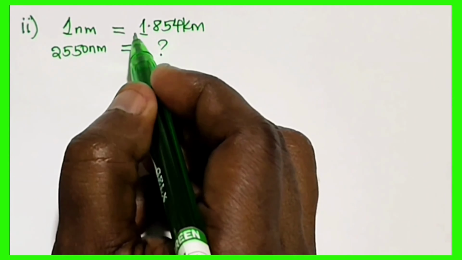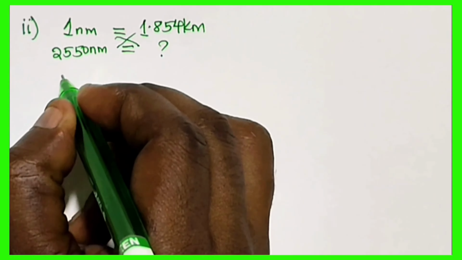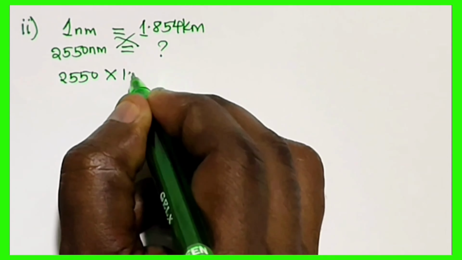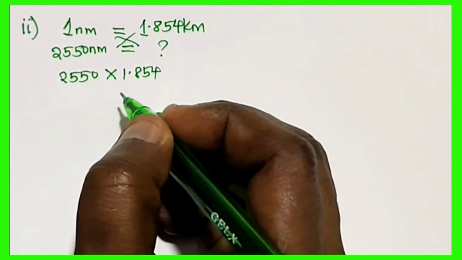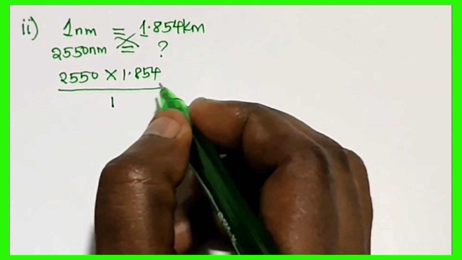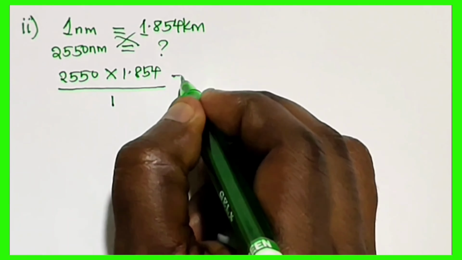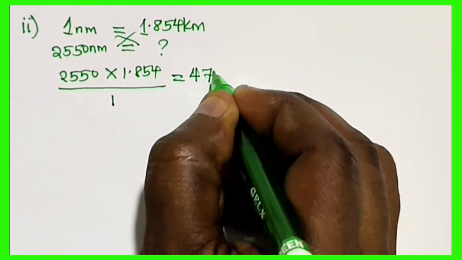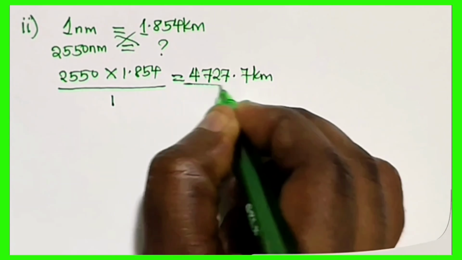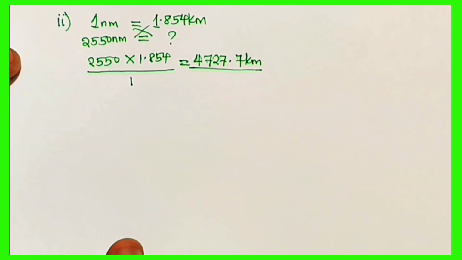So by cross multiplication here, we are going to have 2,550 to multiply 1.854 kilometers, and then we divide by 1. So we end up having our answer as 4,727.7 kilometers.